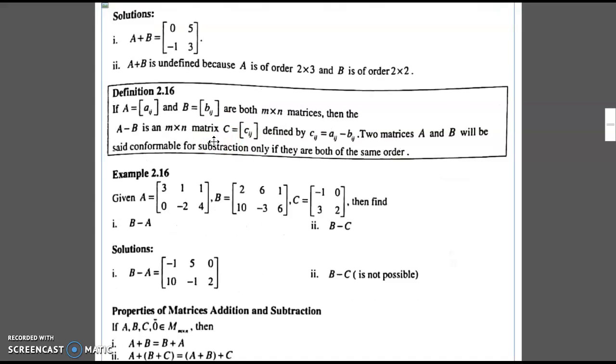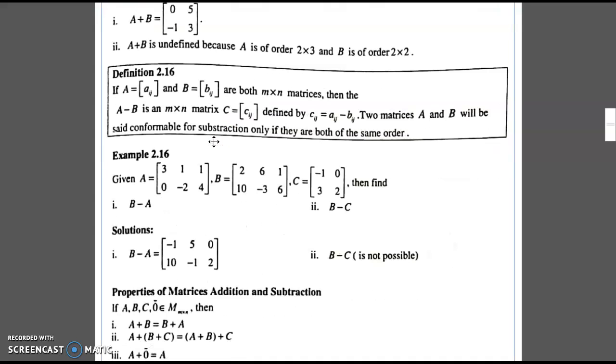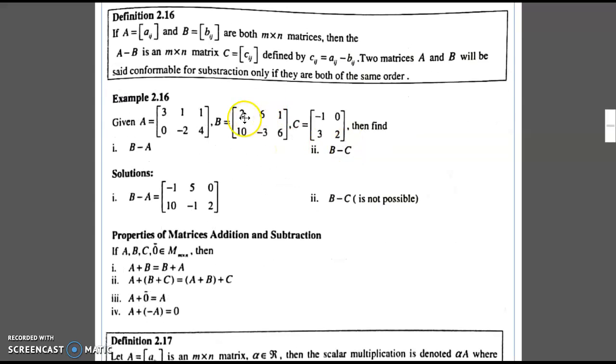Next, let's look at subtraction. For subtraction, it is the same. They need to be in the same order. If we look at this, for example, we can subtract between A and B because they have the same order of 2 by 3. As for C, we cannot conduct subtraction of A and B with C. B and A, yes, we can subtract B from A or A from B. As for B and C, it cannot be done because they have different orders.